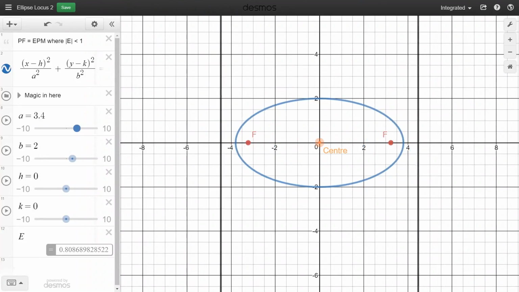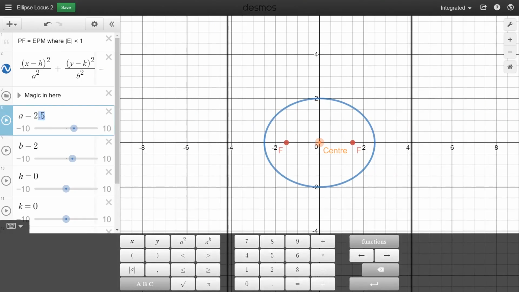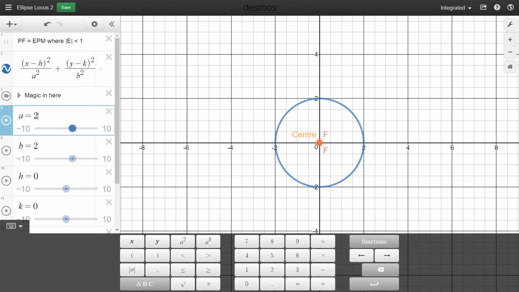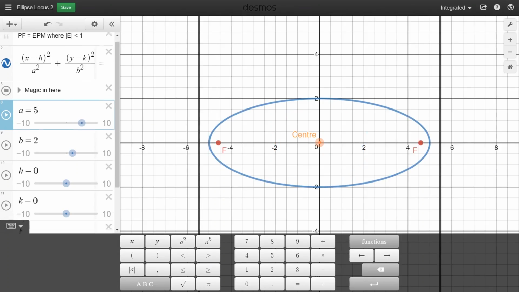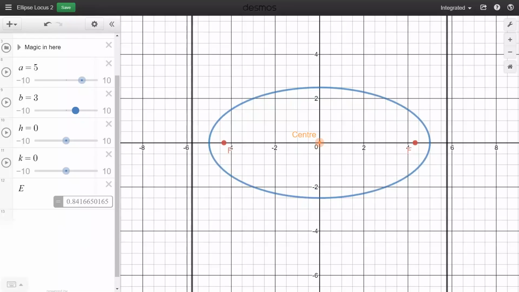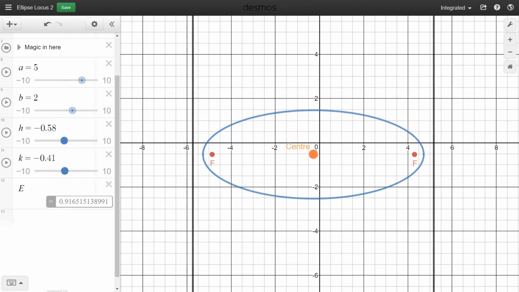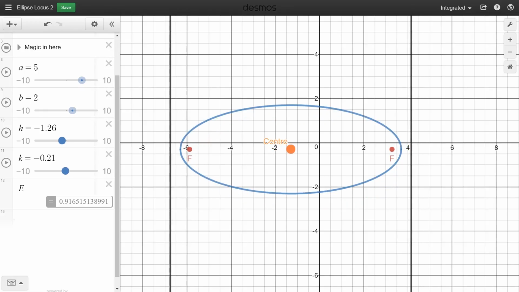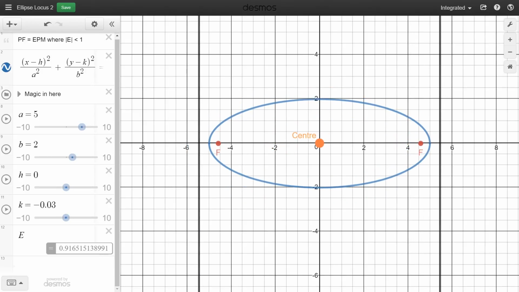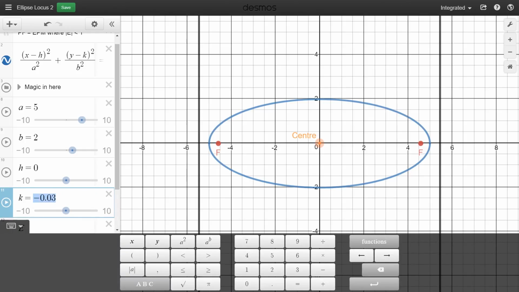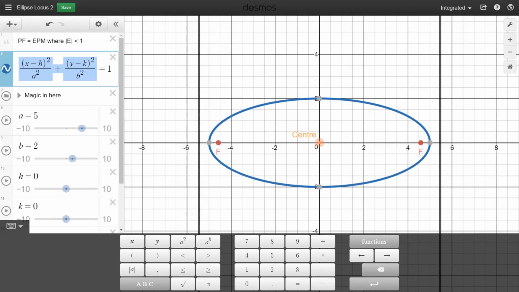You can change the A value. You can set it to 2. Find out, oh look, it's a circle. Wonder why that is. Hey look, the focuses are all converged into one thing. Why is that? We can also change our B value, and also change the position of our locus by dragging the center or changing the H and K values. These work the exact same way as a circle's position works, as you can see in the equation up here.